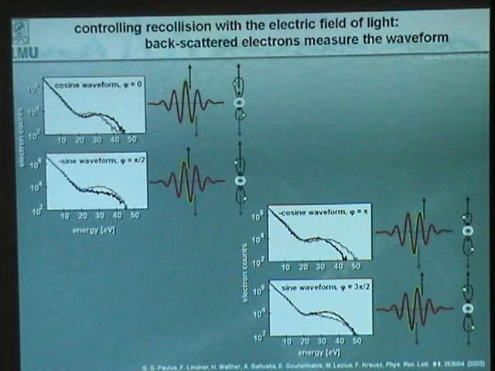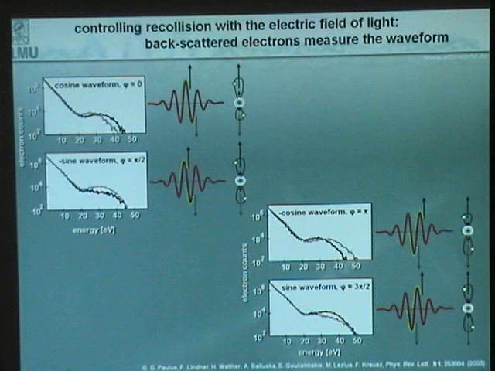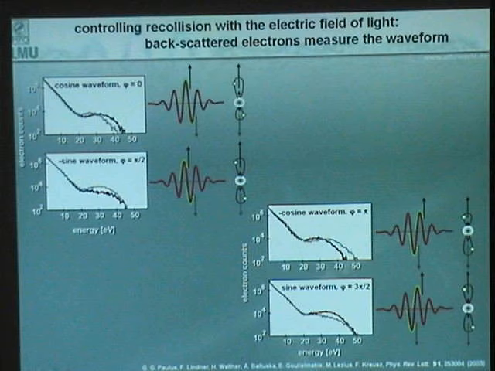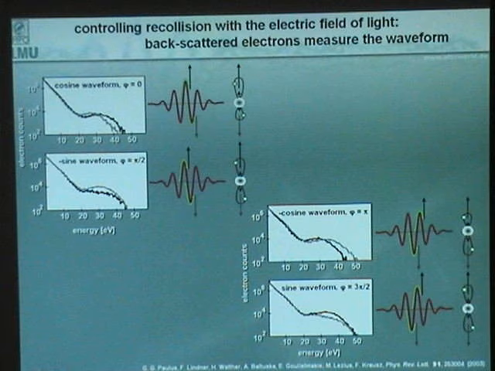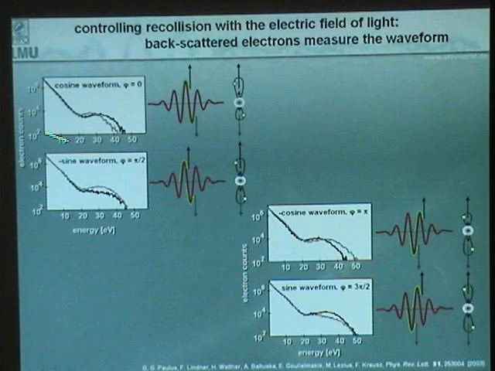One of them is a backscattering of the returning electron. You can imagine the electron that returns to the vicinity of the core can be bounced back from the parent ion just like a billiard ball, and can pick up pretty high kinetic energy this way. Again, if we do this in a controlled way with a waveform-controlled few-cycle pulse, for the same reasons as I told you before, we expect in the case of a cosine waveform one single electron trajectory which returns with the maximum energy and therefore is bounced back as a backscattered electron with the maximum energy, and that's exactly what you see here.